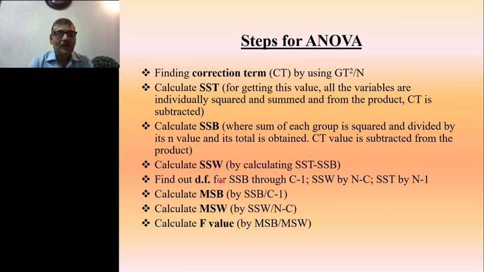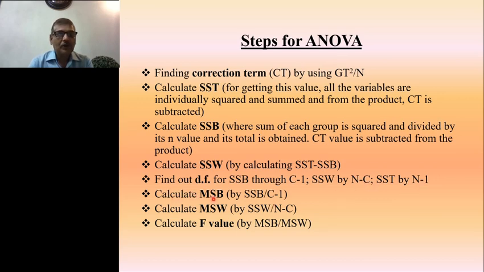Then we need degrees of freedom for SSB and also for SSW. For SSB, the degree of freedom will be columns minus 1, and for SSW, it will be obtained by taking capital N minus C, that is total number of variables minus number of columns. And the degree of freedom for SST will be capital N minus 1, that is total number of variables minus 1.